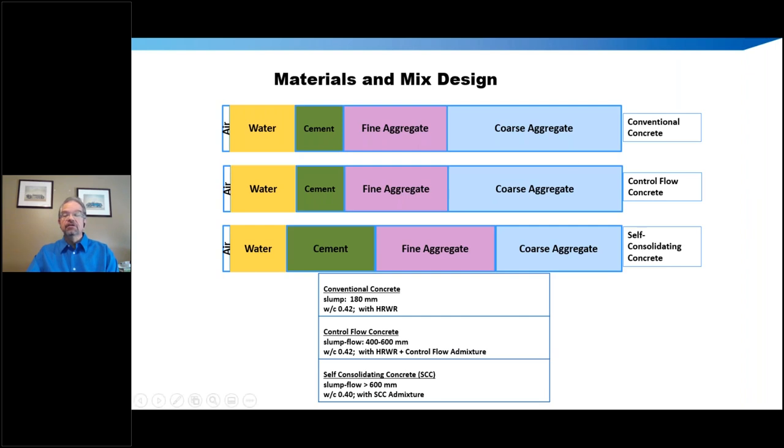If you look in the middle, control flow concrete, the proportions are the same as your conventional mix design because you're using that mix design, which has already been tested, and all you're doing is dropping in that admixture. So if you have a conventional mix with 180 mil slump with a high range water reducer, you drop in the admixture and you get a 400 to 600 millimeter slump. Now, of course, if you want higher than that, then you've got to go to self-consolidating concrete, which is 600 millimeters or more.